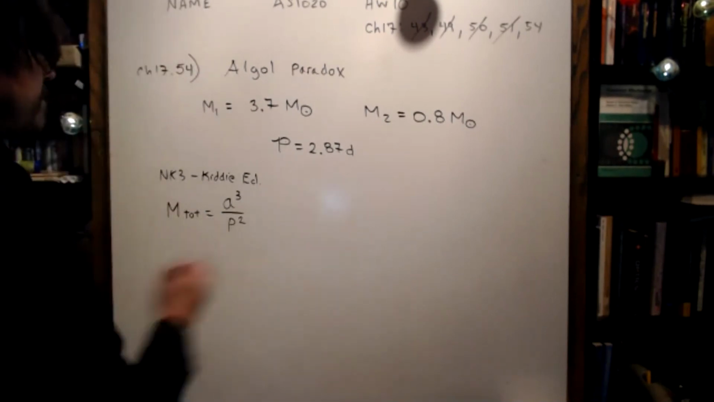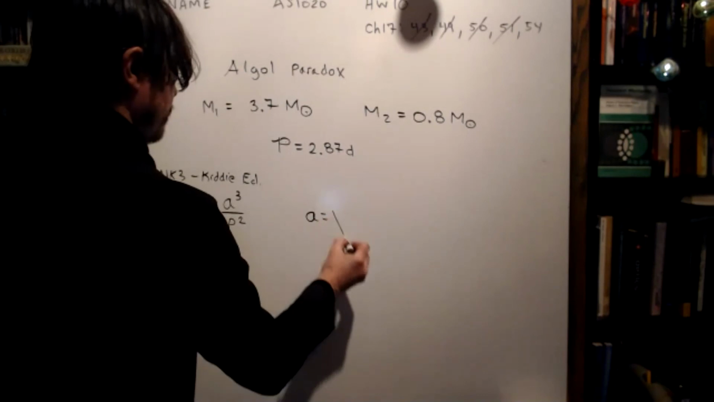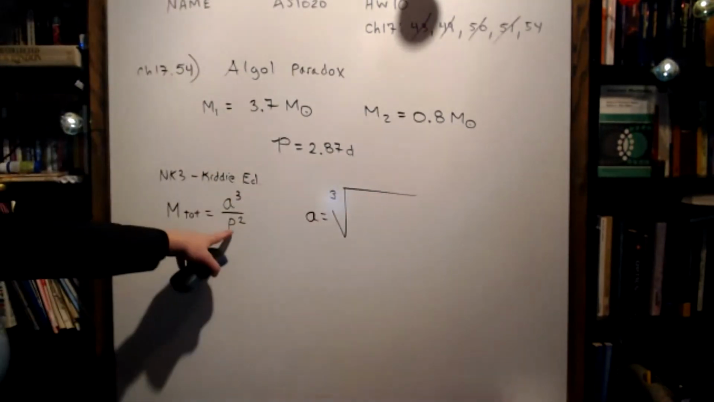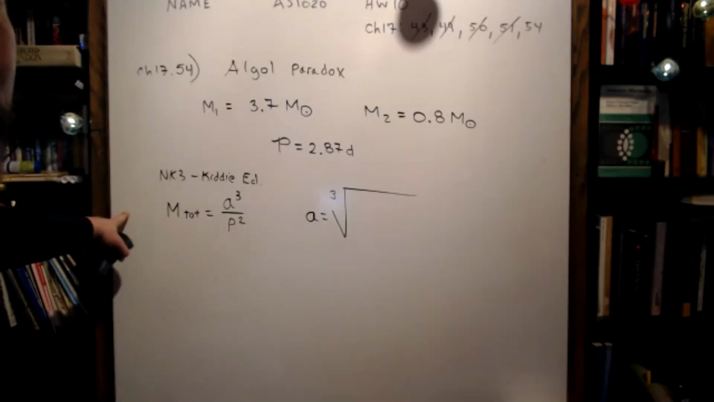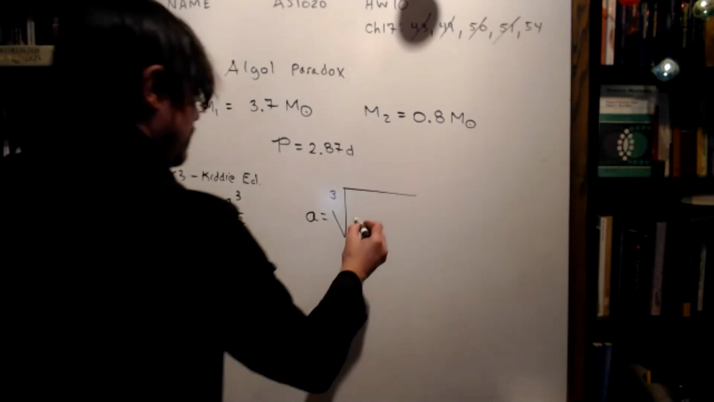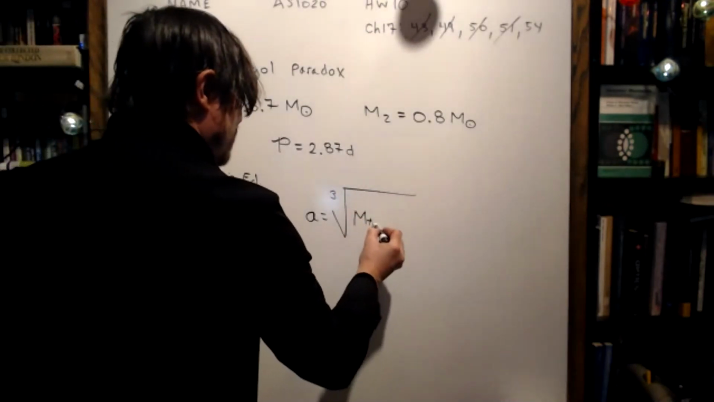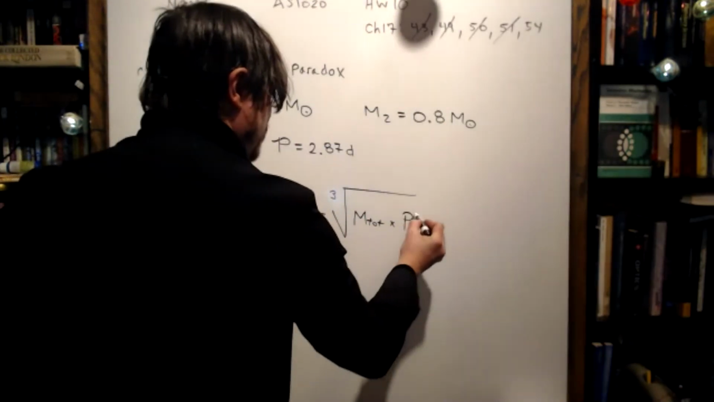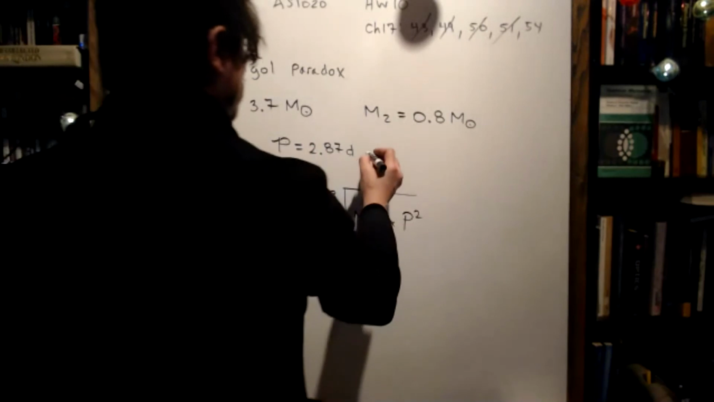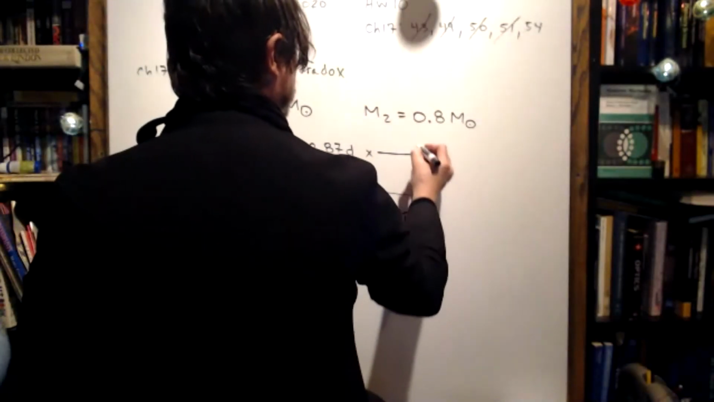A equals the cube root of m over P squared. No, P's got to go up next to the M, right? Okay, M times P squared. That's right. The total mass times P squared. But P needs to be in years. So Arunsak, while you're at it, why don't you help me convert from days to years real fast?